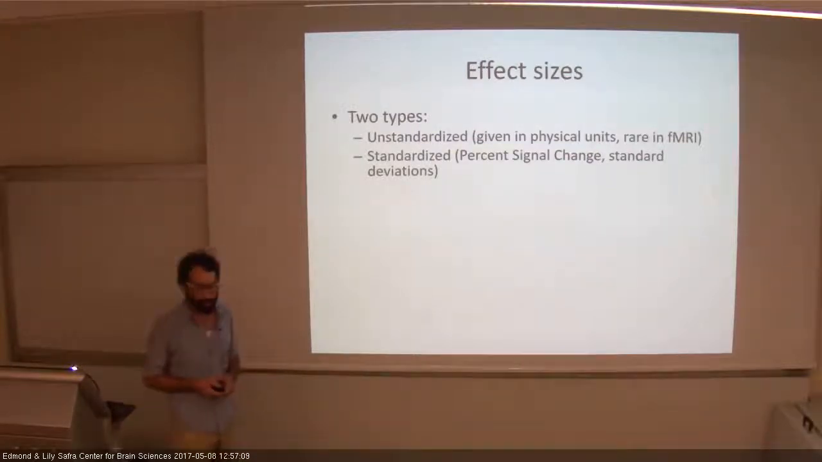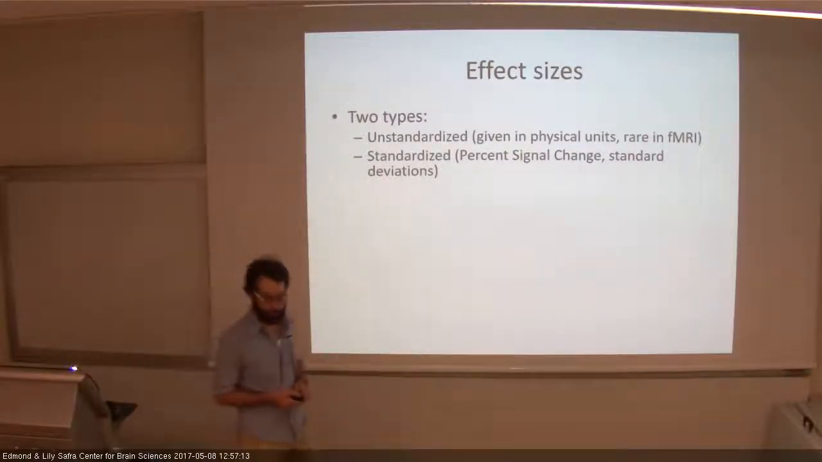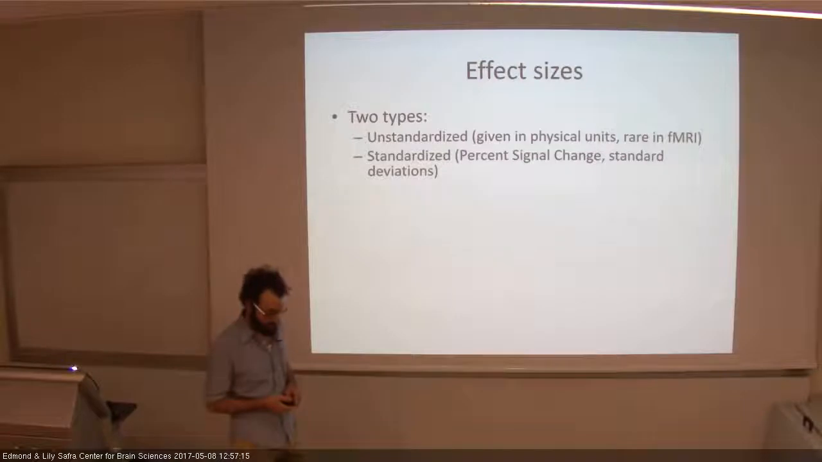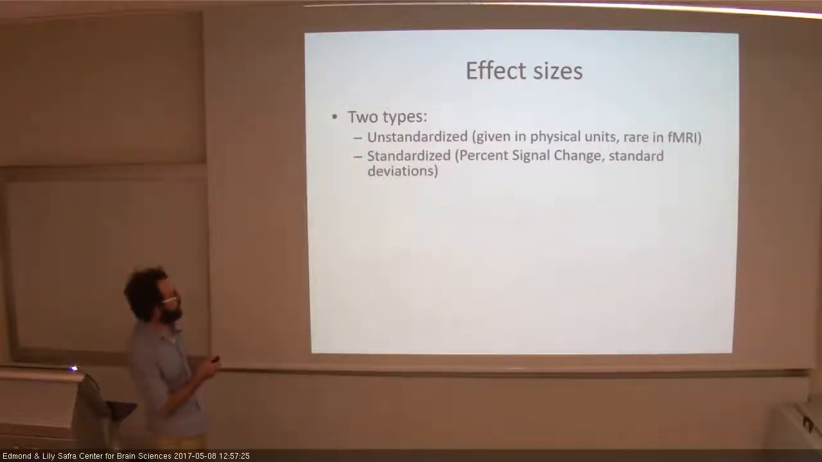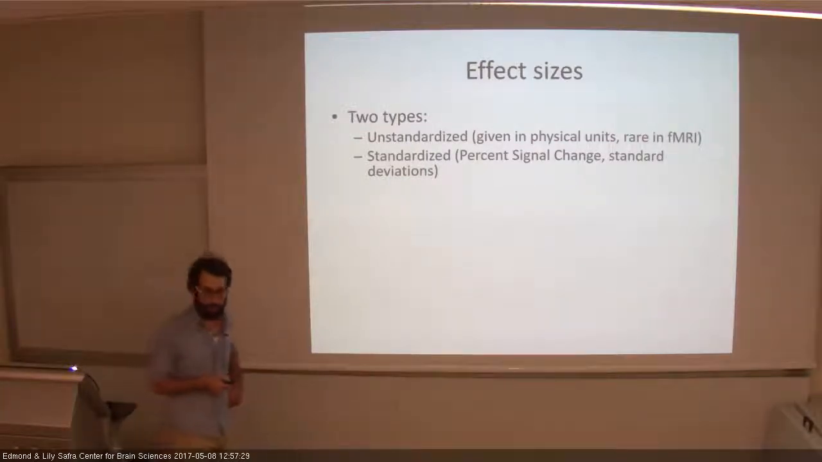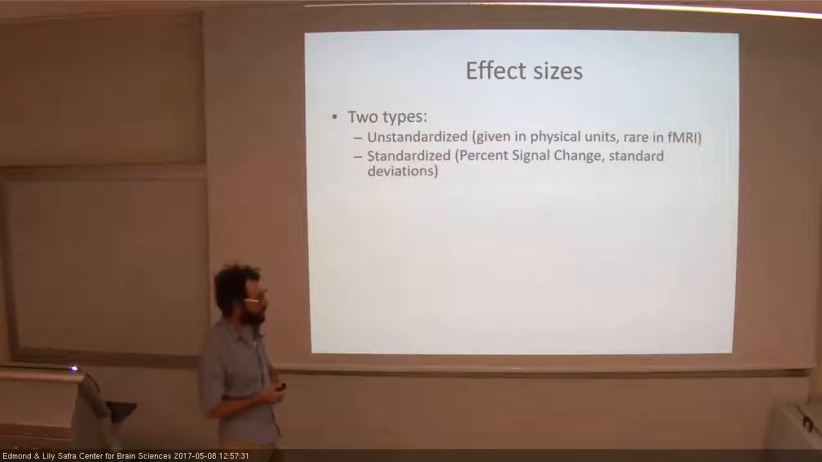In fMRI, you don't have that. Maybe in quantitative MRI, like the methods that Aviv talked about, since you measure physical units, you might also report these effect sizes. And what we usually use in neuroimaging is standardized effect size. So you can express your effect in percent signal change. This is very common in fMRI. Or normalize your effect by the standard deviation of the population.